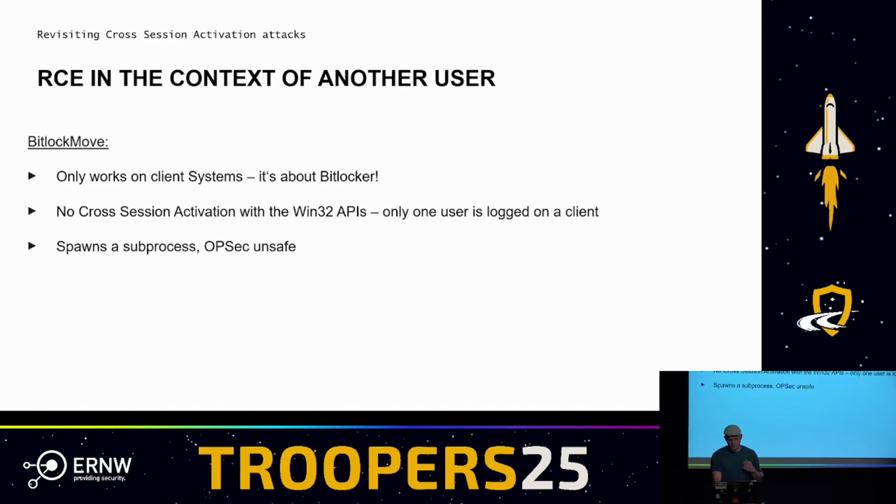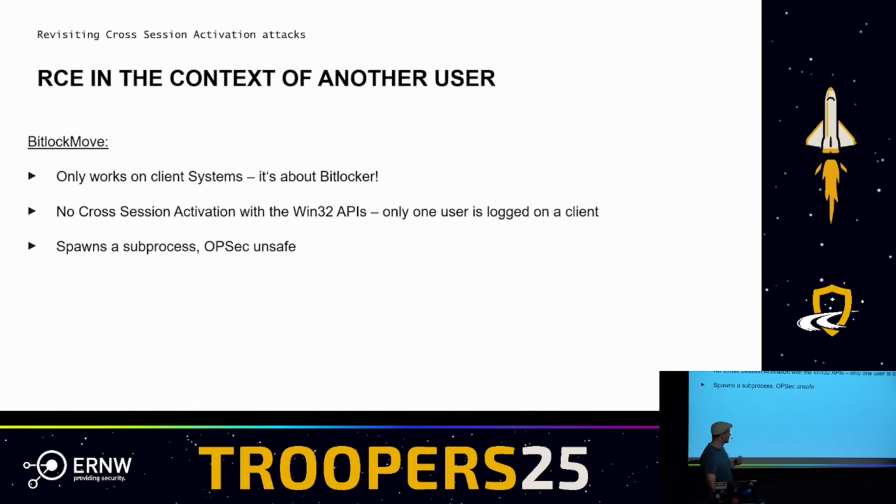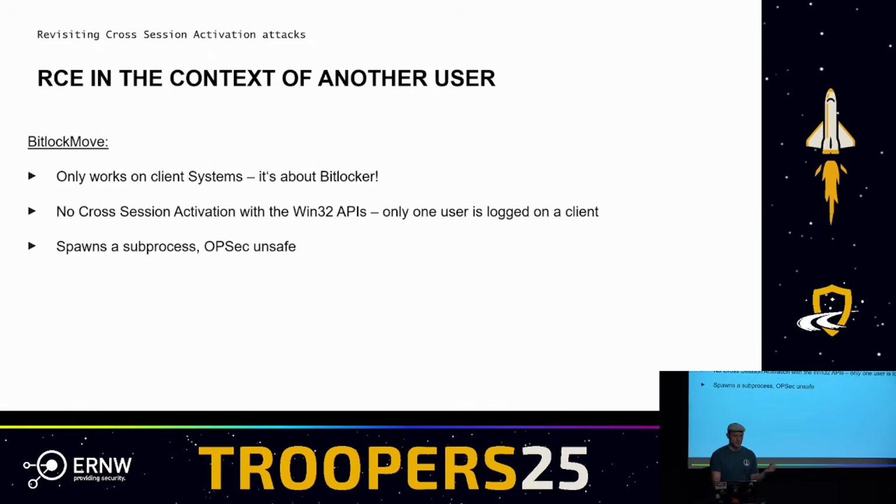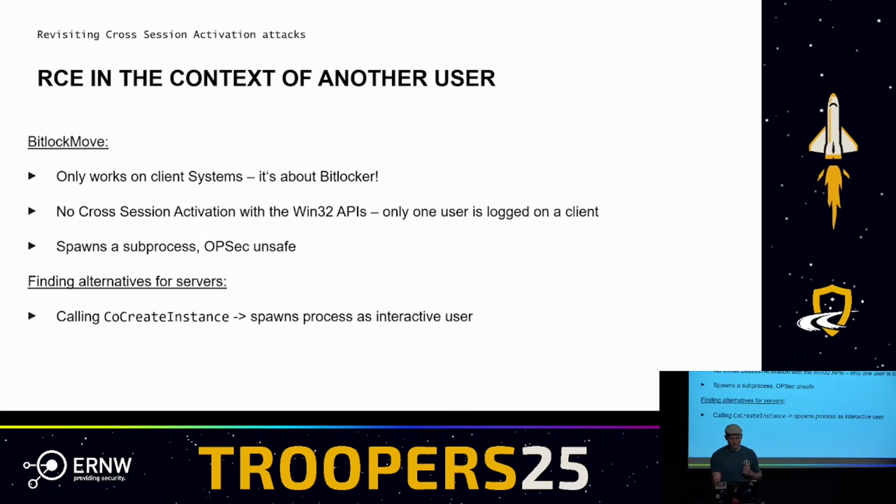This POC is potentially OPSEC unsafe because it spawns sub-processes. If you load, for example, shellcode in this DLL, then you will stay in baa-update.exe. You will not spawn a sub-process. So using your own DLL instead of the hard-coded one in this POC is more OPSEC safe.